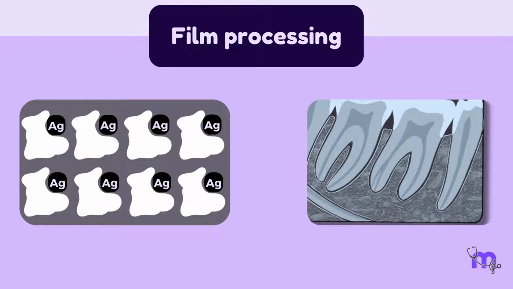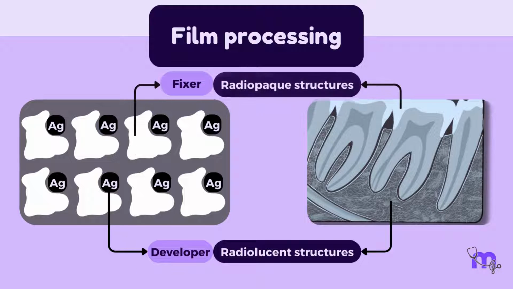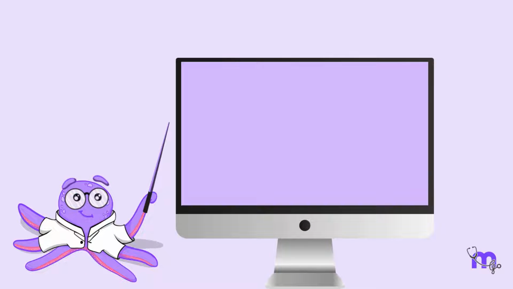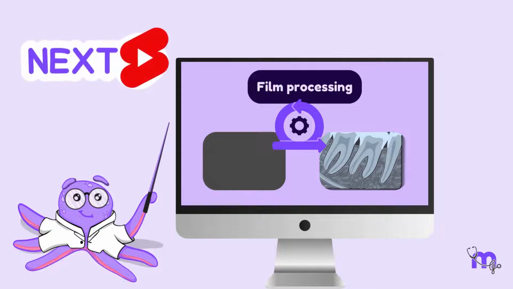In short, the developer solution enables us to view the radiolucent structures, and the fixer helps us to visualize the radio-opaque structures. In this video, we have covered film processing superficially. Keeping these concepts in mind, we will learn film processing in depth in the next video.